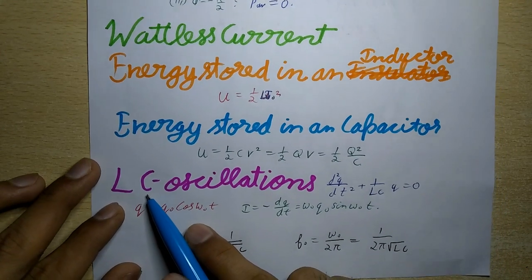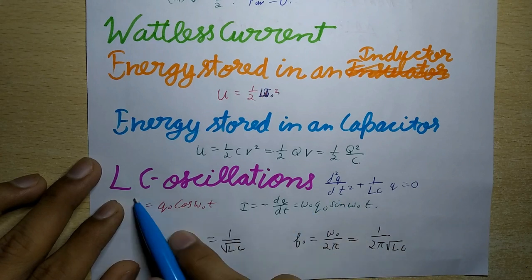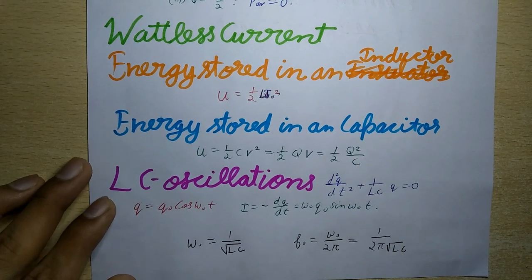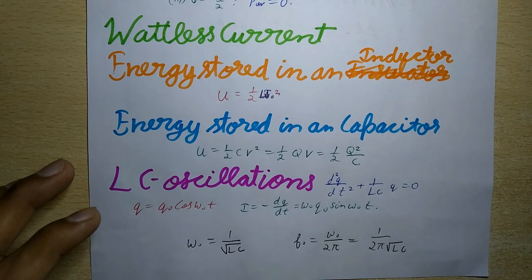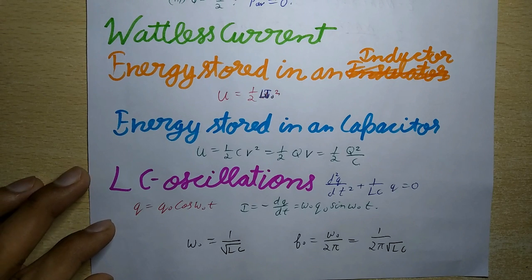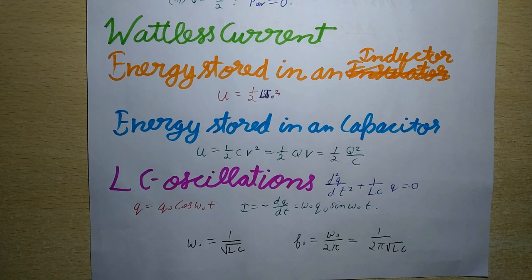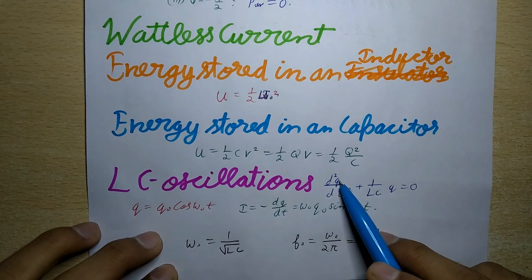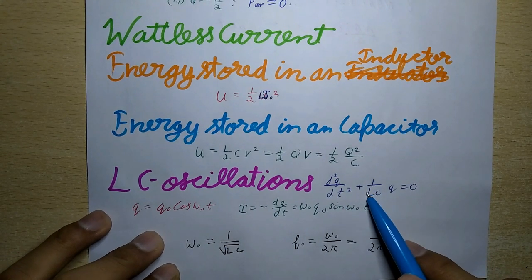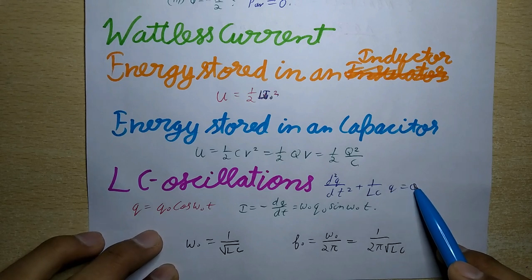And next is AC oscillations, LC oscillations. When a charged capacitor is allowed to discharge through a non-resistive inductor, electrical oscillations of constant amplitude and frequency are produced. So these oscillations are called LC oscillations. The charge of the capacitor satisfies the equation of SHM, that is d square q upon dt square plus 1 upon LC q equals 0.